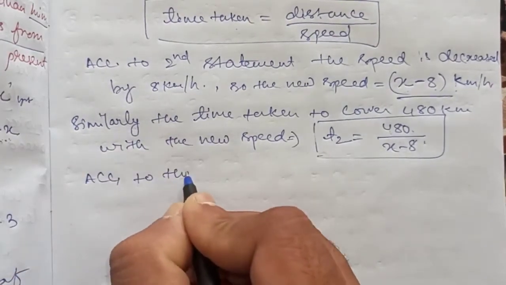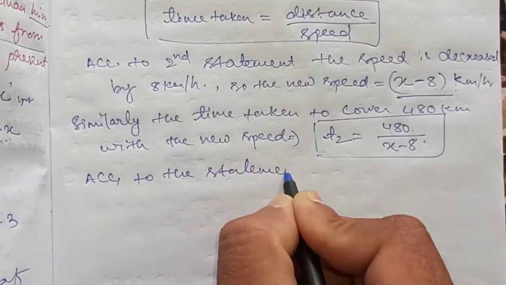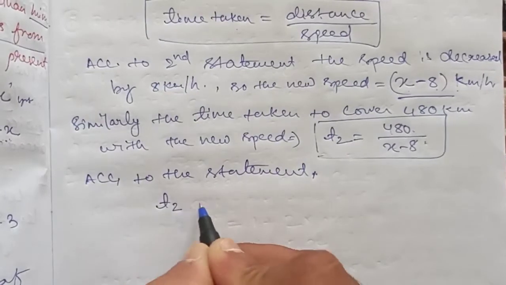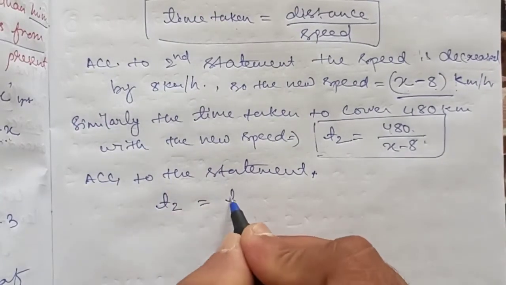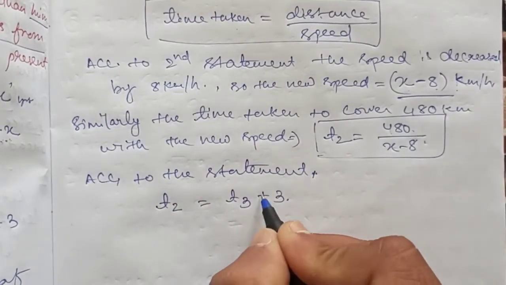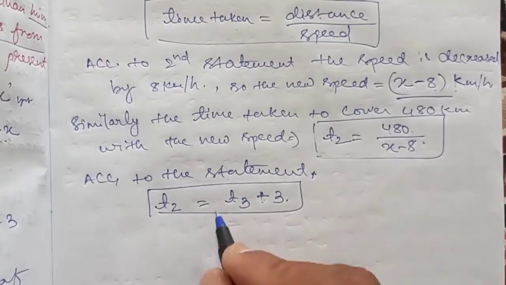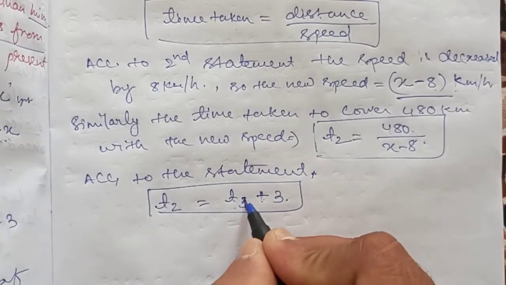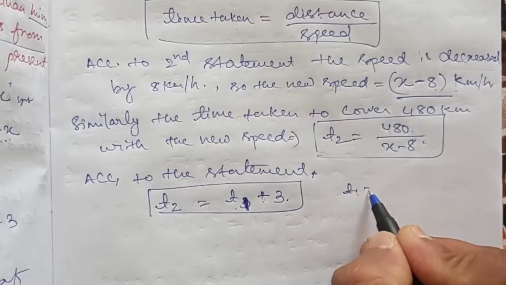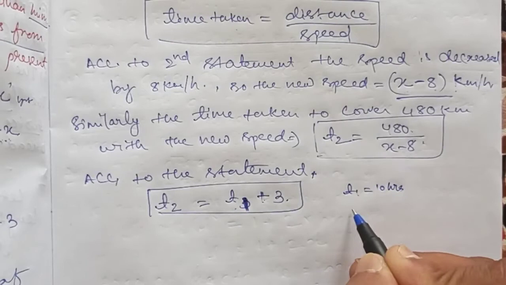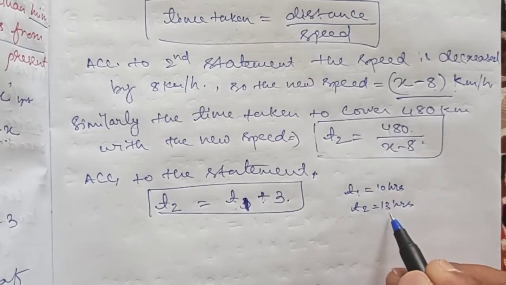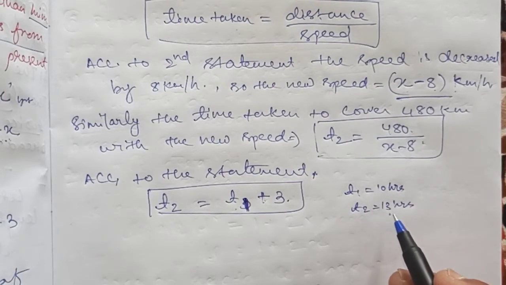According to the statement, T2, that is the second time taken, will be 3 hours more than T1. Getting it? T2 will take 3 hours more than T1. Because if T1 is 10 hours, T2 will be 13 hours. Because 3 hours extra it will take. In this situation the train is going a little slower, 8 kilometers per hour slower.